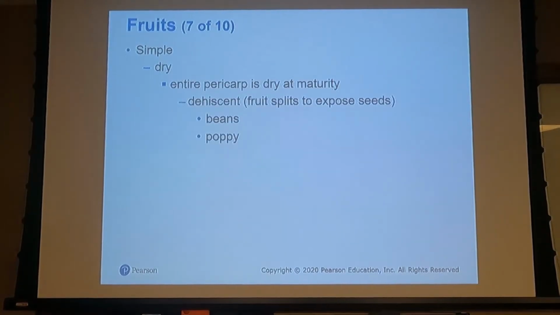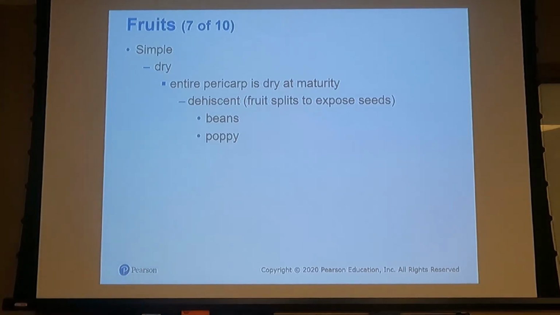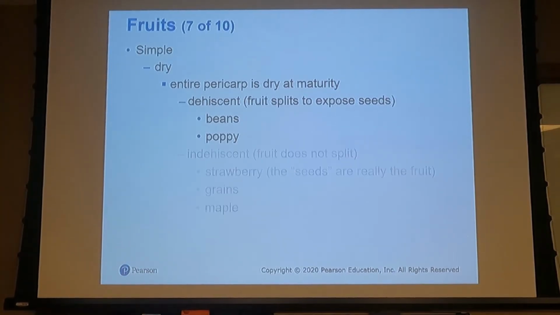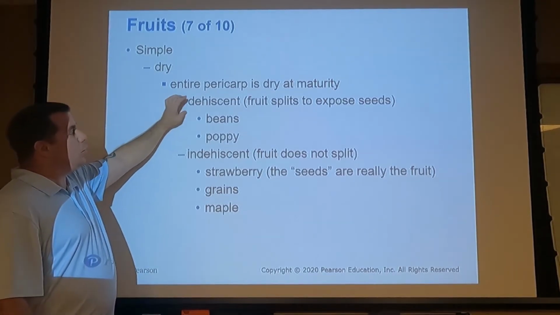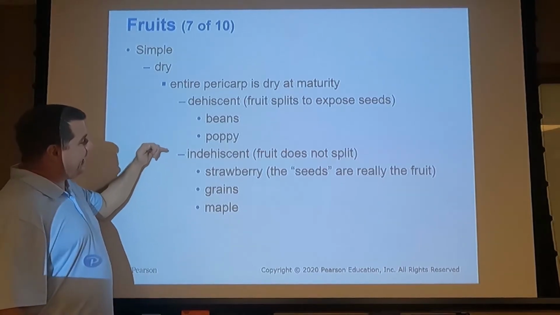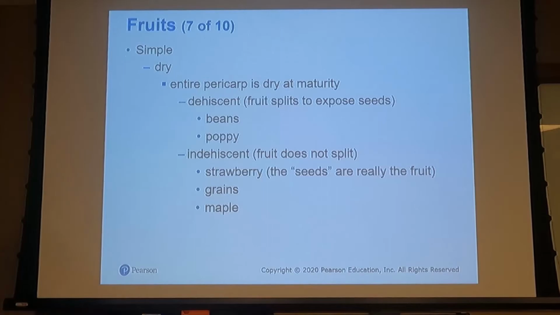Our dry fruits are going to be like our beans and our poppies. And so our dry fruits are broken up into dehiscent, where the fruit has to split, and indehiscent, where the fruit does not split, such as strawberries, grains, maples.